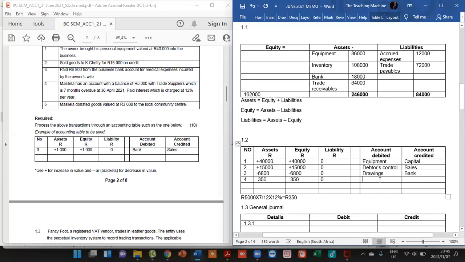Which account will be debited? It's an interest expense. Which account will be credited? It's bank, because of what? The last statement says that paid the interest. Paid interest, which is charged at 12% per annum. So the interest has already been paid for. Hence why the bank account will be affected.